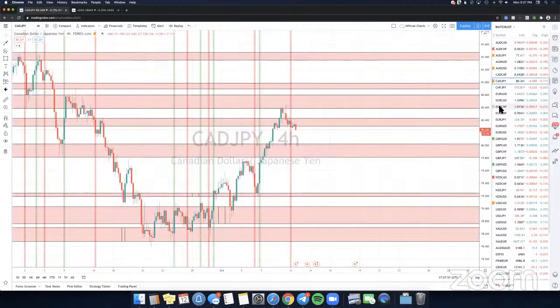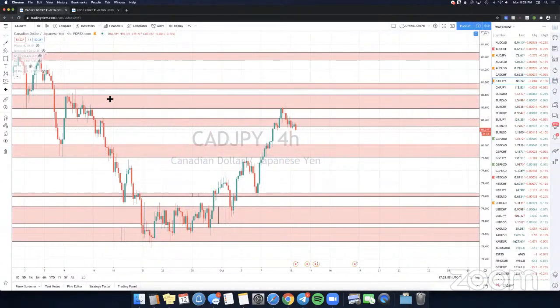It just seems a little too risky for me to hop into, because the last thing I want to do is hop in and then it ends up going the opposite direction, right? So we're going to hold off on that. But the zones for this one: this upper zone right here is going to be 80.43, and this lower zone right here is going to be 80.02.